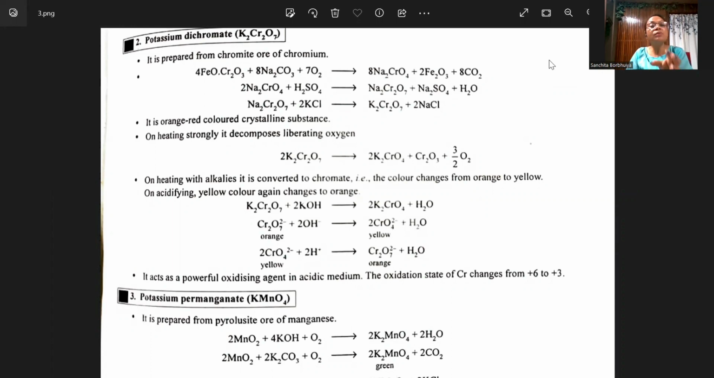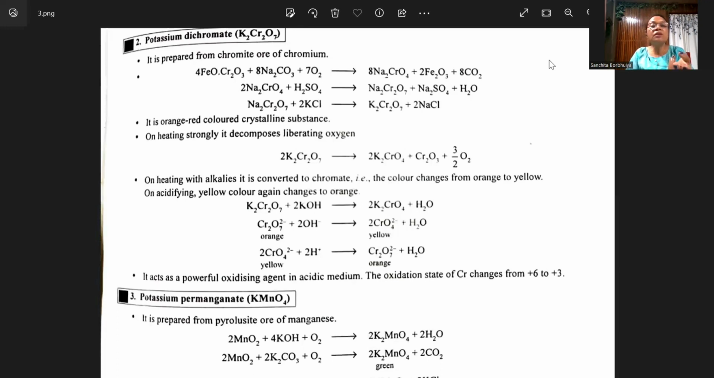So sodium chromate, what are we trying to do? We are trying to prepare potassium dichromate. Why? Because it's a very important lab reagent. It is used as an oxidizing agent in organic chemistry and everywhere else. So that is why the importance of potassium dichromate and its preparation has to be known.